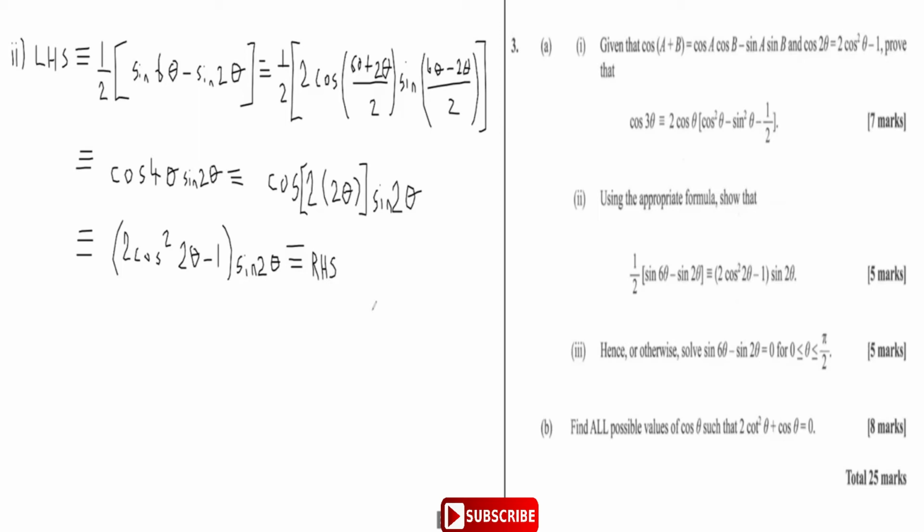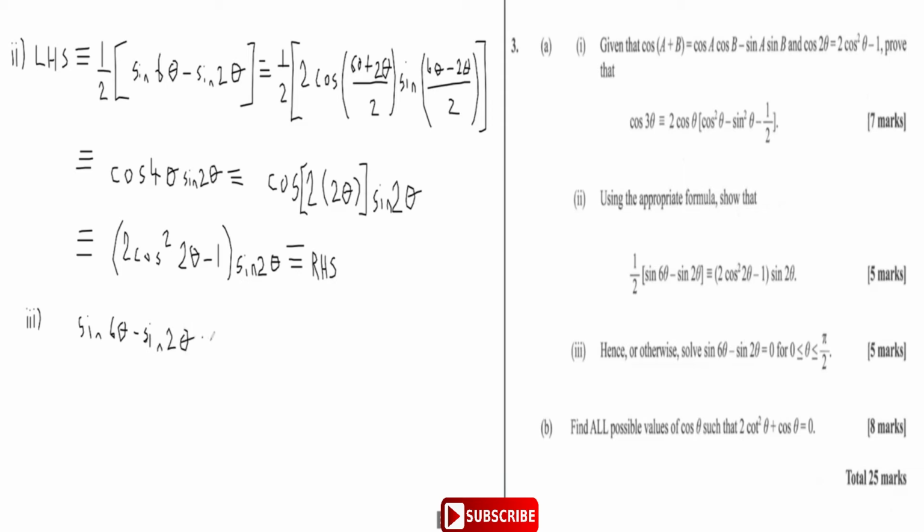Then now the question says, hence or otherwise, solve sine 6 theta minus sine 2 theta equals 0. So that's part 3. Part 3 says hence or otherwise. We're going with hence. It wants us to solve sine 6 theta minus sine 2 theta is equal to 0.